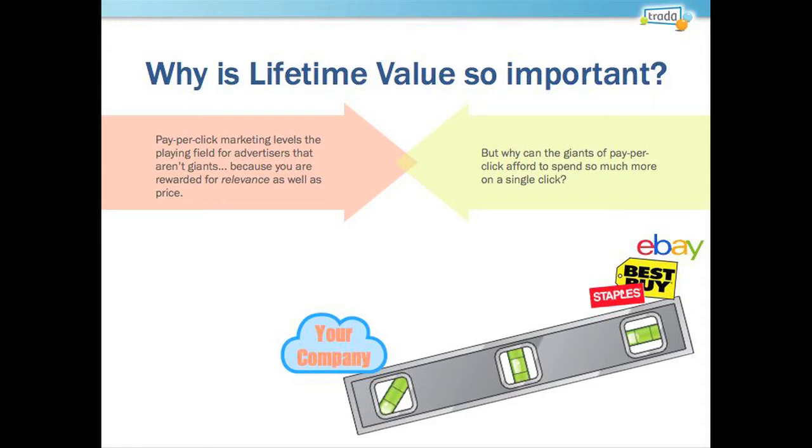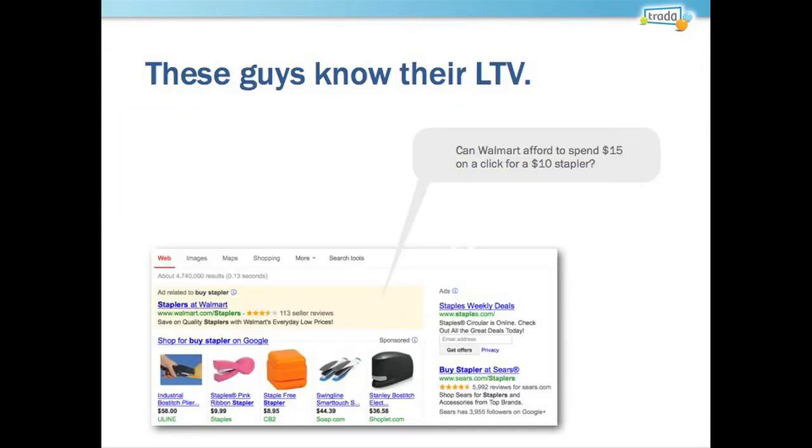But there is still this inequality. Larger advertisers are often able to pay more for a click than the click is even worth. This is an actual real-life example of Walmart spending $15 on a click for a $10 stapler. So we're going to go into a little bit of why this is true and how you actually can compete, and then where your business kind of fits into the landscape of smaller businesses, mid-sized companies, and then these big sort of giants of digital marketing.